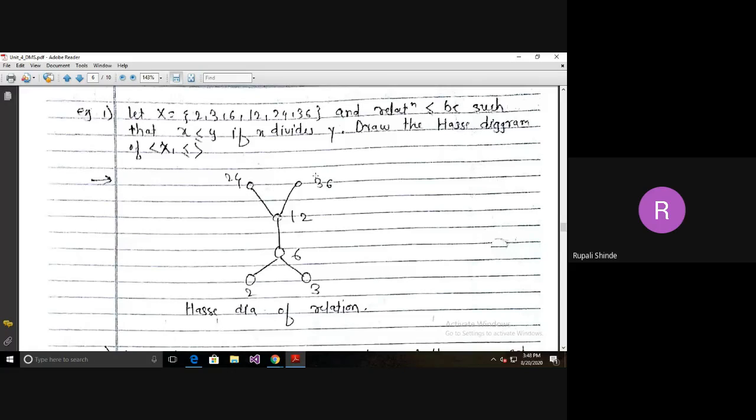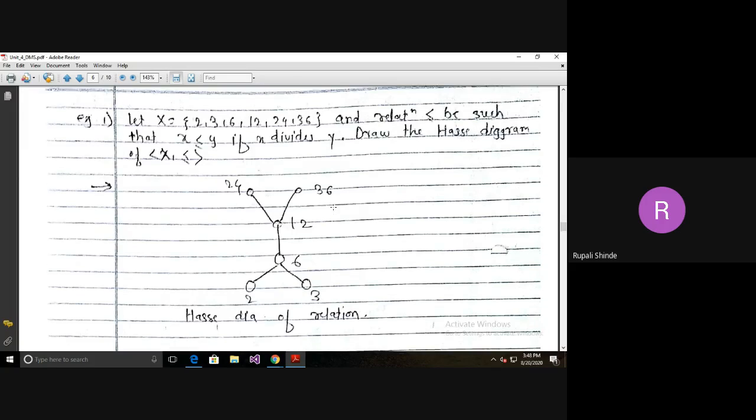Now if you observe 36, we can say that all these elements like 2, 3, 6, 12 and 36, all these elements divide 36. So the condition x divides y is satisfied by this Hasse diagram. That's why this is a correct diagram for the given relation.